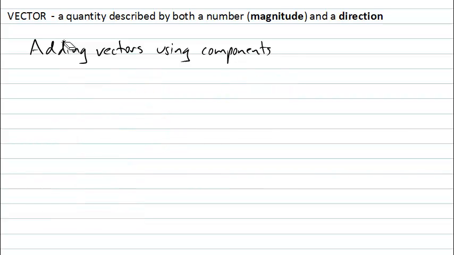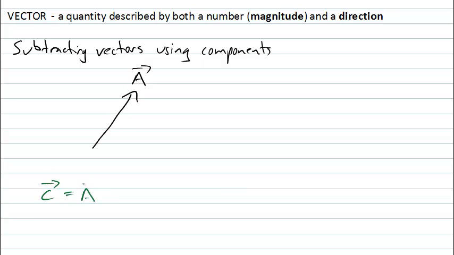Now, what if it's not adding vectors that I want to do? What if it's a situation where I want to actually subtract vectors? How does that work? Well, it works almost exactly the same way. Again, if I had my vector A pointing along there, and I wanted to find a different vector, I wanted to find vector C. It's now equal to A minus B. I want to subtract vector B away from vector A.